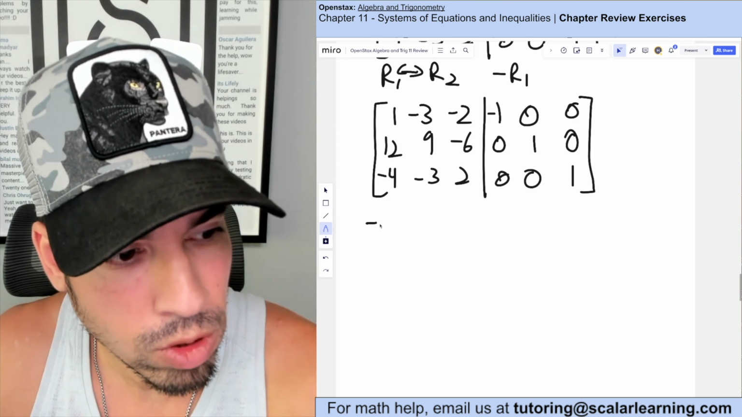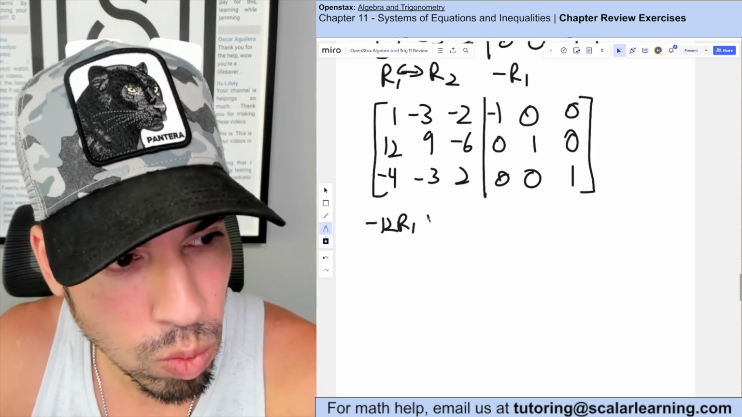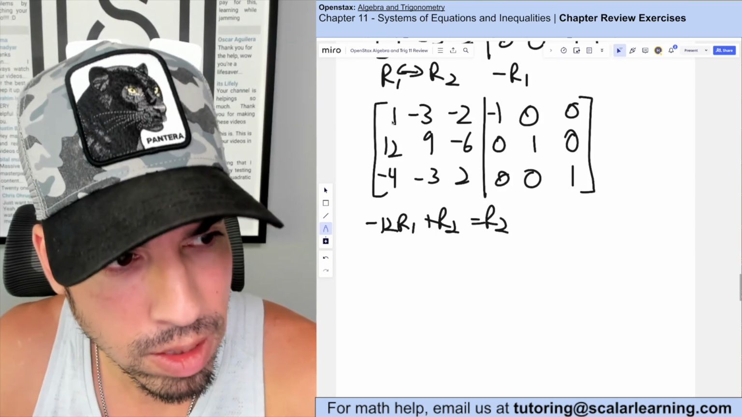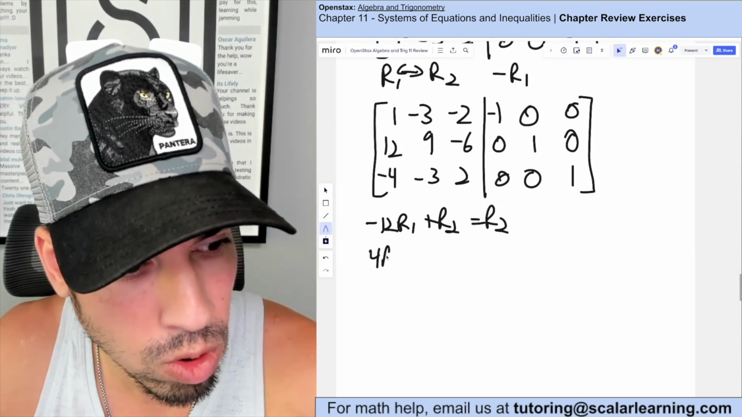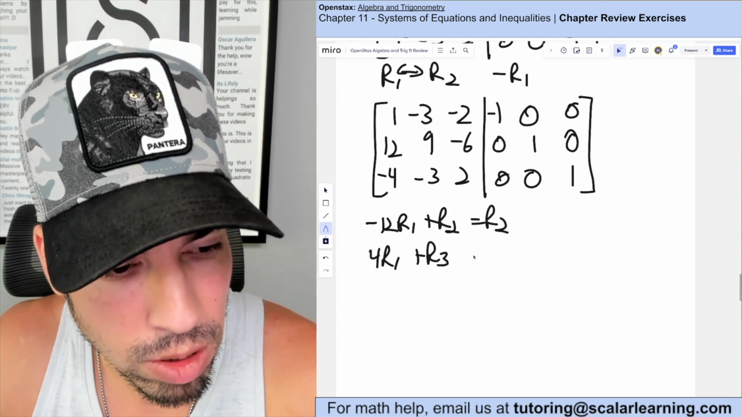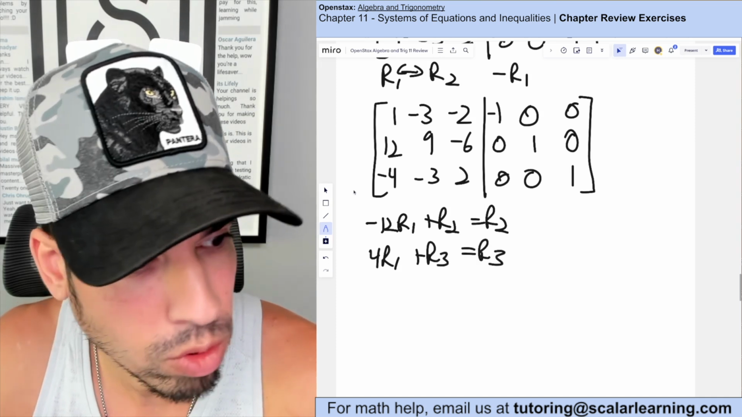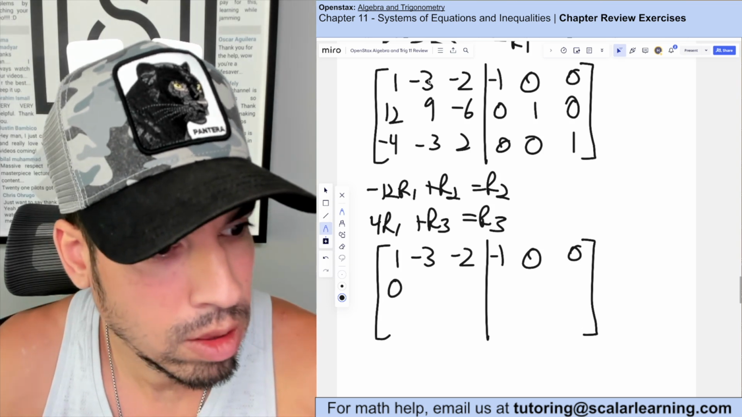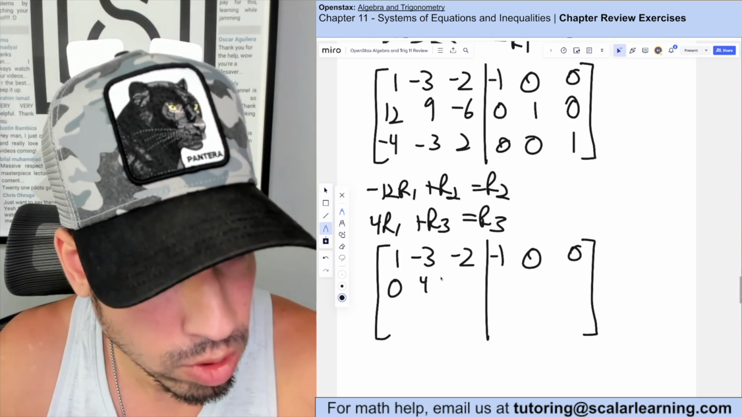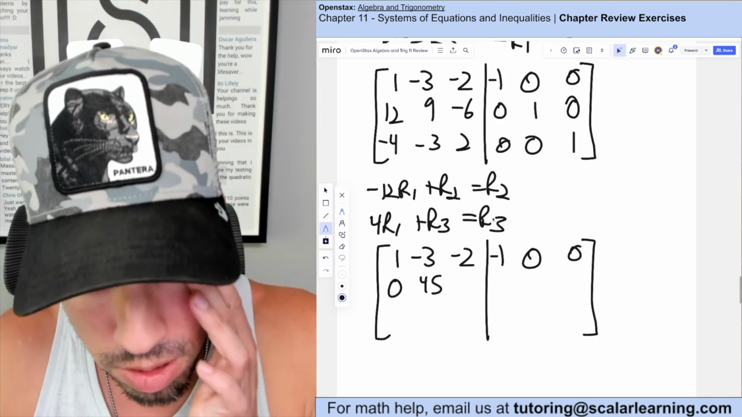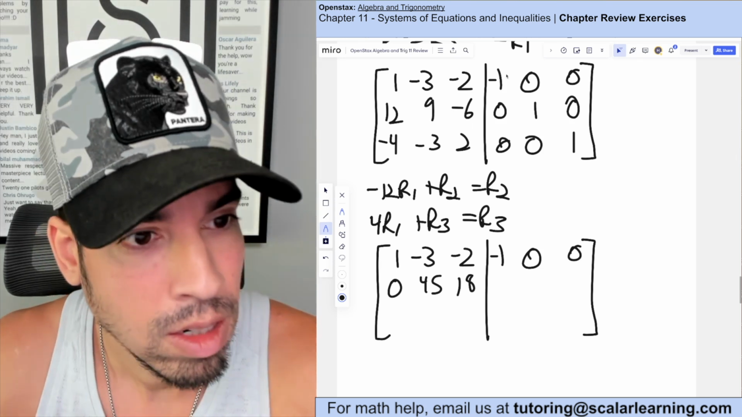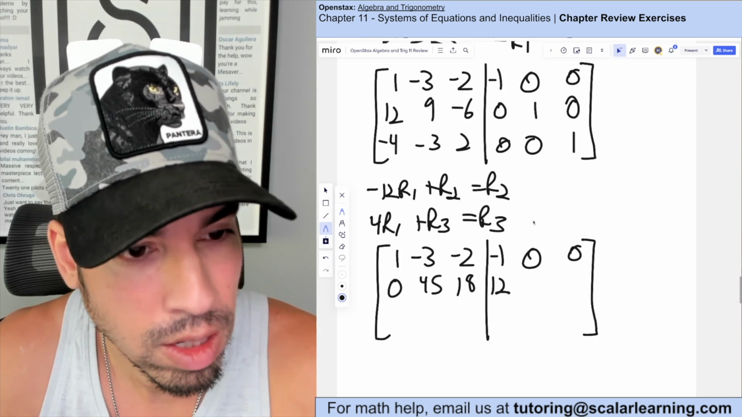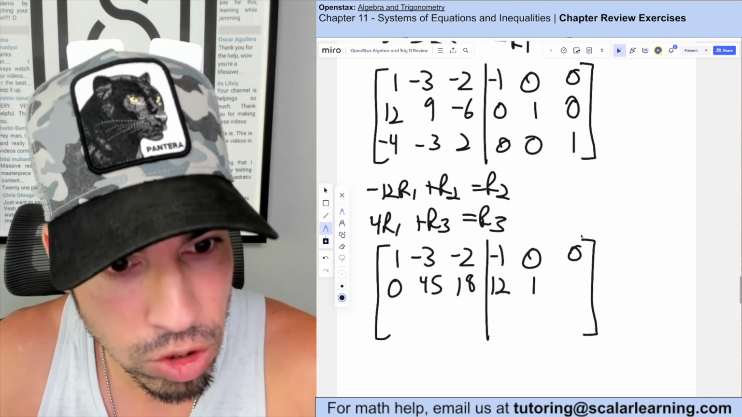So I'm going to do first negative 12 times row 1 plus row 2 to get a new row 2. And by the way, let's just combine it. I can also zero this one out by doing 4 times row 1 plus row 3 to get a new row 3. Let's write it out. So we got negative 12 plus 12 is 0. 36 plus 9 is 45. And then 24 plus negative 6 is 18. Positive 12 plus 0 is 12. And then these are just going to be 0 plus 1 is 1. 0 plus 0 is 0.